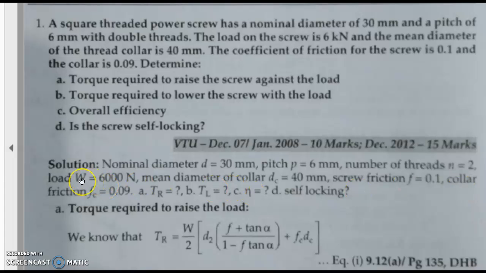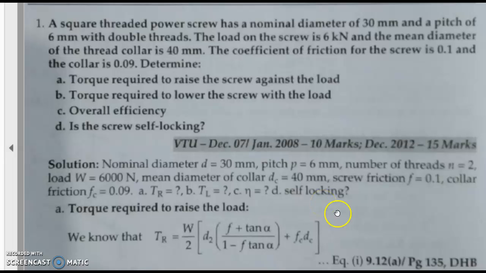Then the load we can write as W is equal to 6 kilonewton, which is 6000 Newton. Mean diameter of the collar, DC, is equal to 40 mm. Screw friction, that is the coefficient of friction of the screw, f is equal to 0.1. That of the collar is equal to 0.09, denoted as fc. Then they are asking about TR, TL and efficiency.